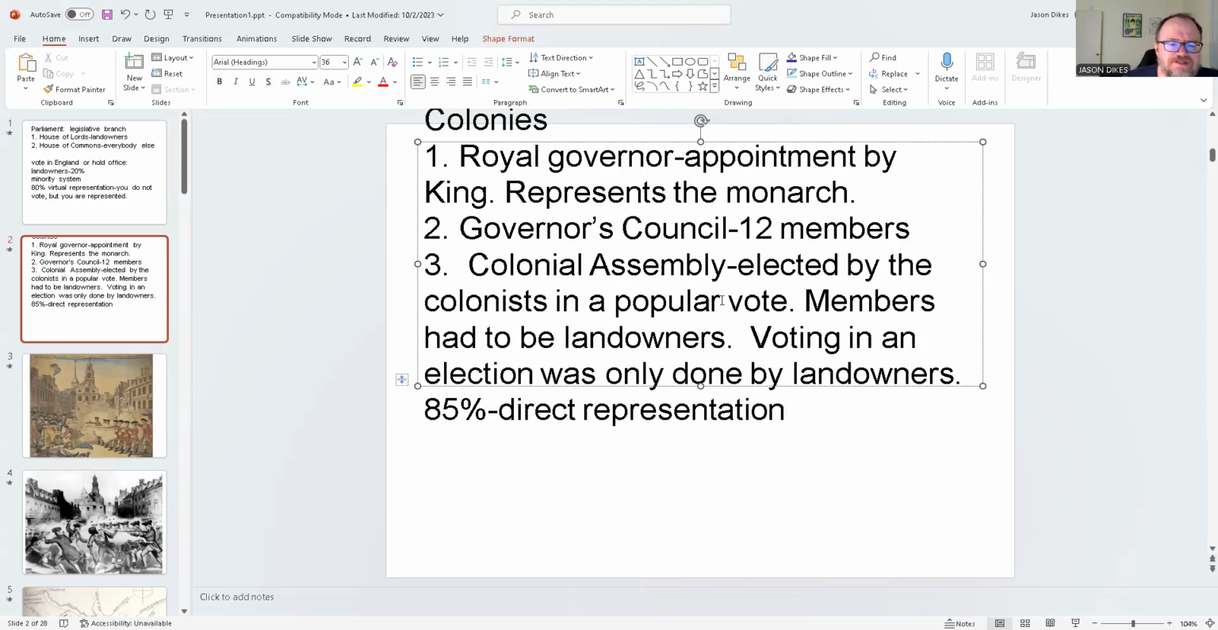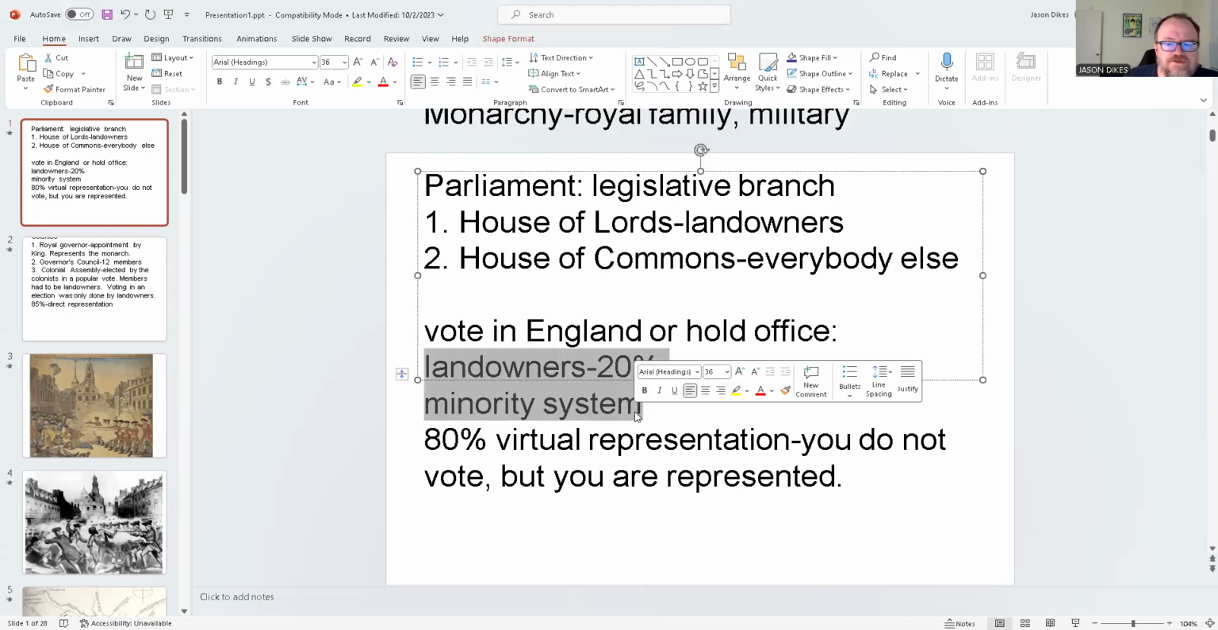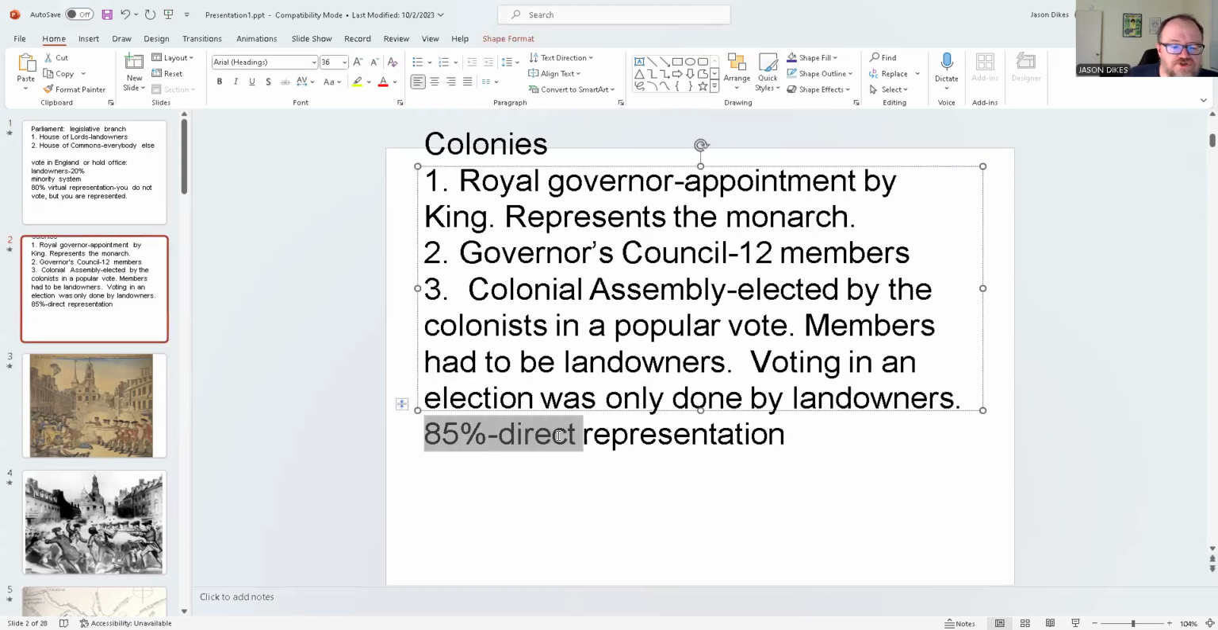So again, these are two very different systems. You have one system where you have a minority of people who are kind of used to making the decisions for everybody else. And you have this system where the majority of people are used to having some voice in their own government. So already we have sort of a clash of ideals about who exactly is in charge of one's government. In Britain, it's a minority system. In the colonies, it's a majority.